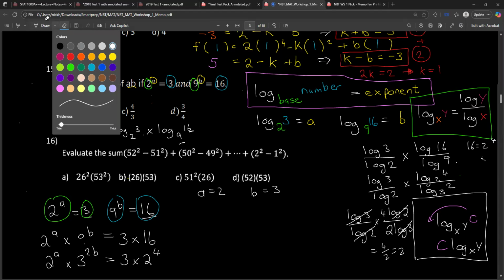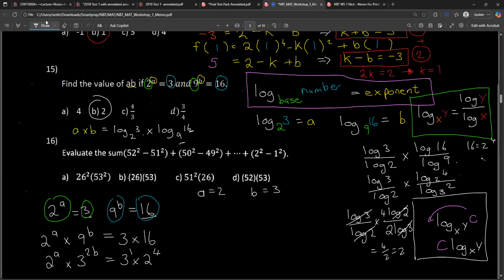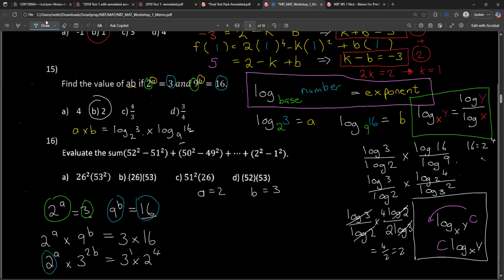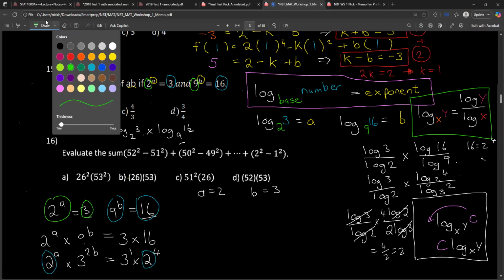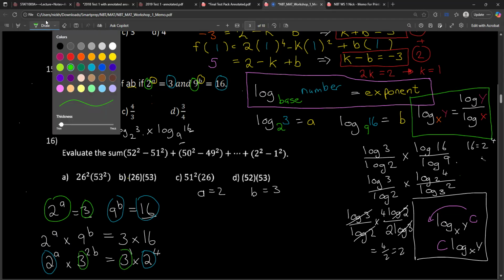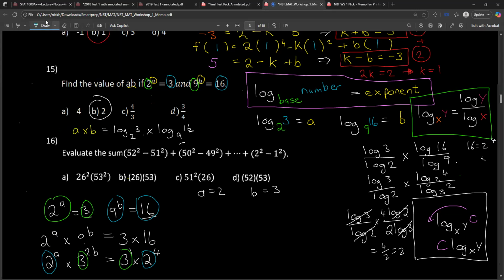Okay, so what do we notice? Well, the 3 has an exponent of 1, right? Because by default there's a ghost 1, 3 to the 1. So if I look at it, I can then isolate. Do you see the 2 there and 2 there? They have the same base. And 3 and 3 have the same base. So I could say that then A is equal to 4.